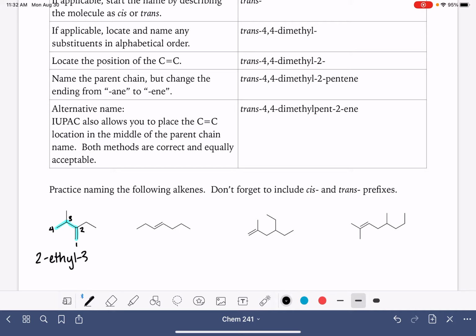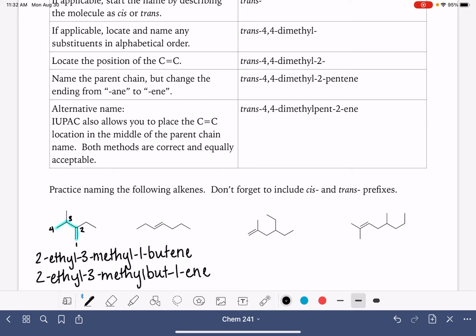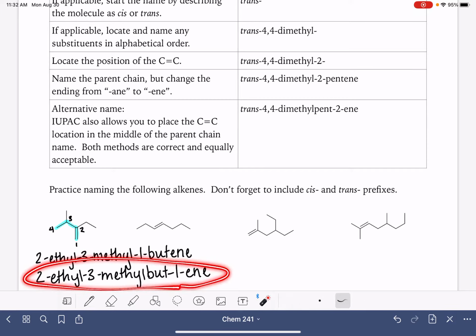2-ethyl, 3-methyl, 1-butene, or you could say, if you preferred, 2-ethyl, 3-methyl, but-1-ene. I don't like the numbers in the middle of the name, so I am not going to do it this way for any of the other examples.